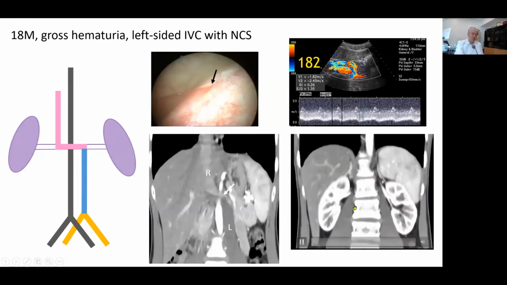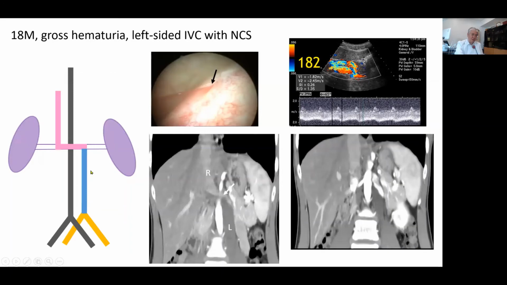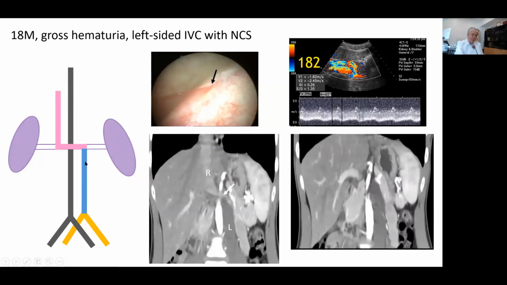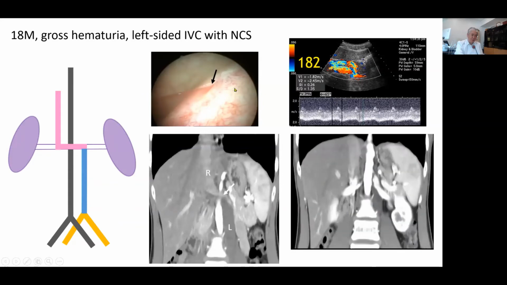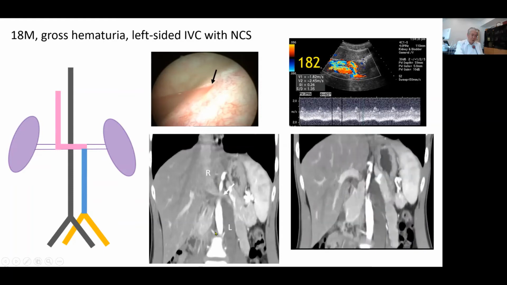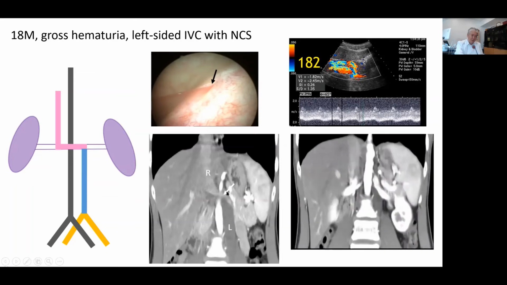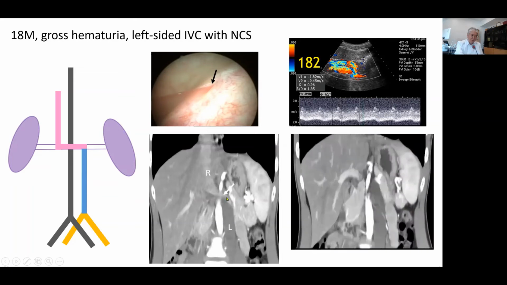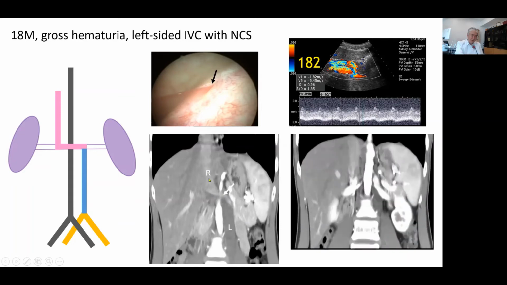Another variation associated with Nutcracker phenomenon is left-sided inferior vena cava. An 18-year-old man with gross hematuria, and cystoscopy showed hematuria from the left ureteral orifice. Coronal CT image shows left-sided inferior vena cava that receives contrast opacified blood from the left kidney and continues to the right side suprarenal vena cava.